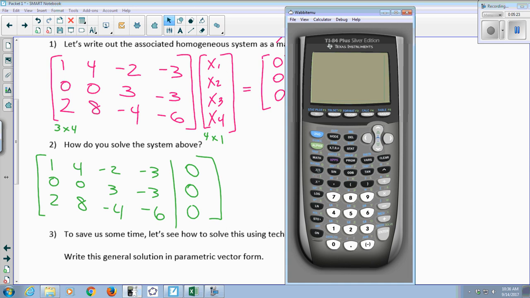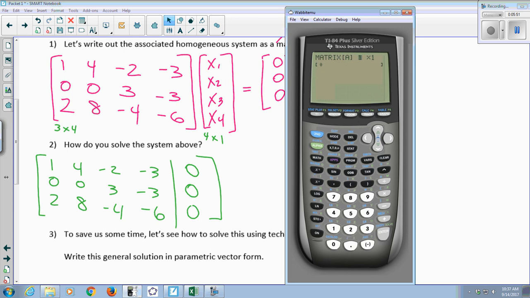So you hit second, go into your matrix menu. You've got 3 menus: names, math, and edit. Math is where you give commands like RREF. Edit is where you enter your matrices. And names is where you choose the matrix you want to RREF. So cursor over to edit, and we're going to edit matrix A.